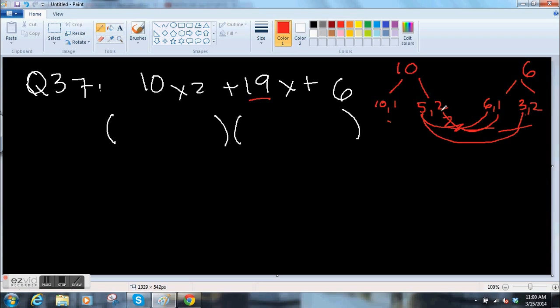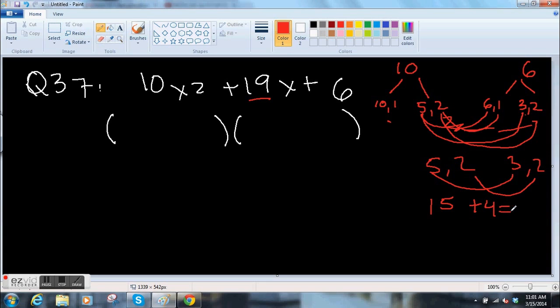And then how about 5 and 3 is 15. And then, sorry, my writing's confusing. 15 and 4, oh, hello, that's 19. So I'm looking at this combination, 5, 2, and 3, 2. So if I want 15, I want like this, plus 4 gives me 19. And again, this is sort of just playing around with it.